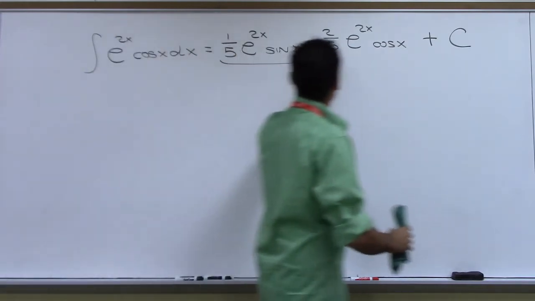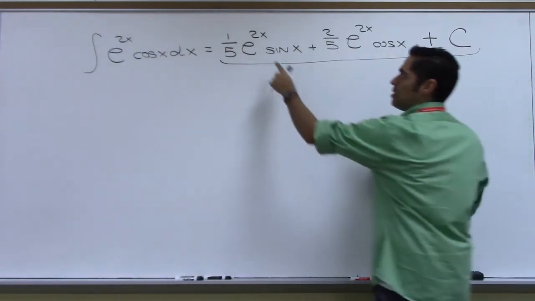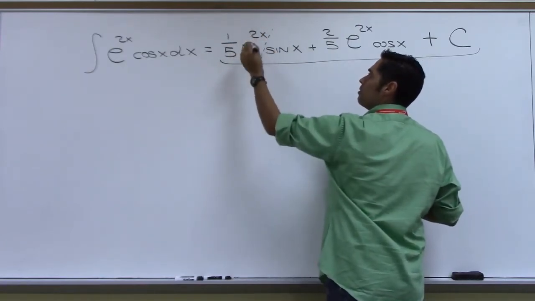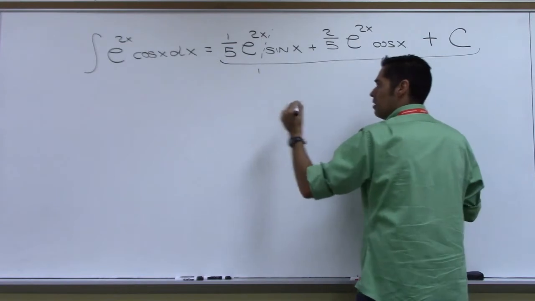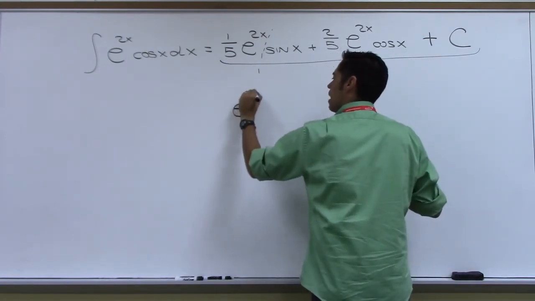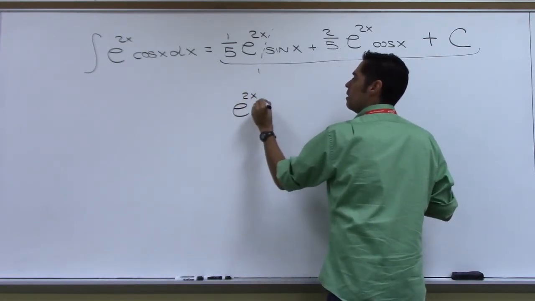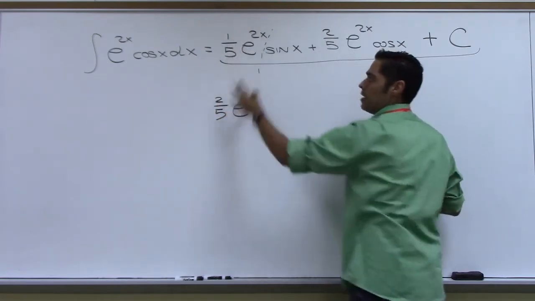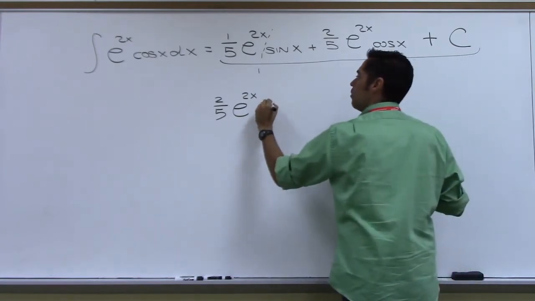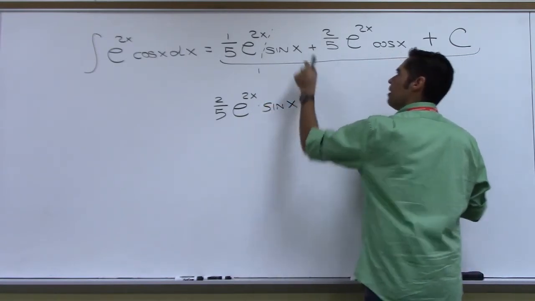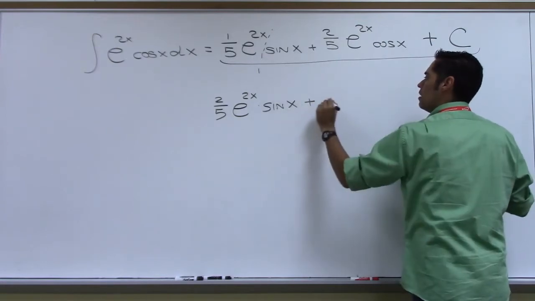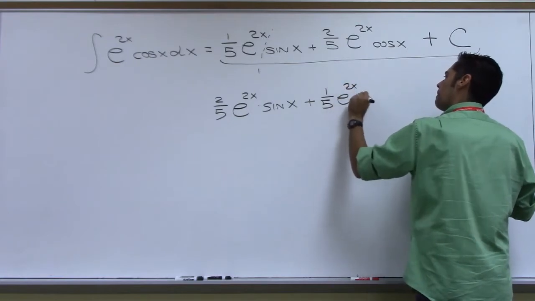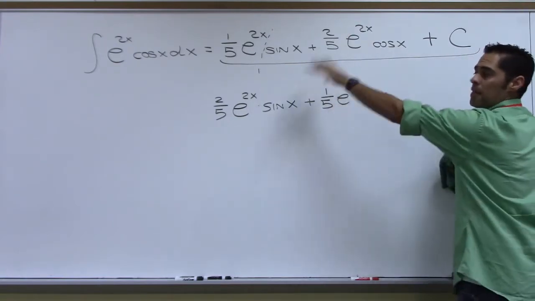I'm about to take the derivative of this right here. What do I have to use right here? Product rule. Okay, derivative of the first piece. The derivative of e to the 2x is itself, times 2, right? But there was a 1/5 out front, so 2/5. That's the derivative of this, times the second one, plus the derivative of the second one. What's the derivative of this? Cosine x times the first one. Okay, I'm done with that.